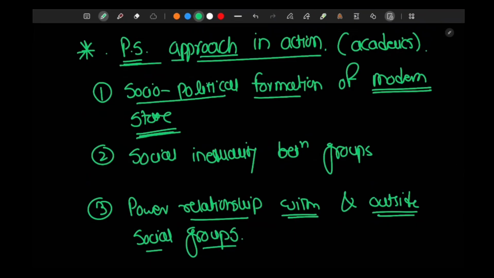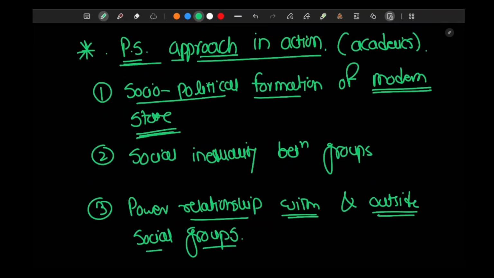Let's say slavery. Slavery as an issue in America was a social issue, but that social issue led to civil war and led to the formation of modern America, right? So a social issue led to the formation of a modern state.